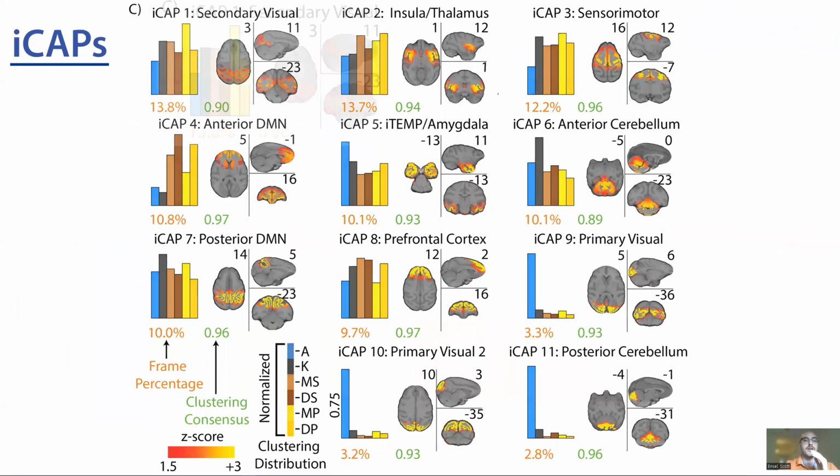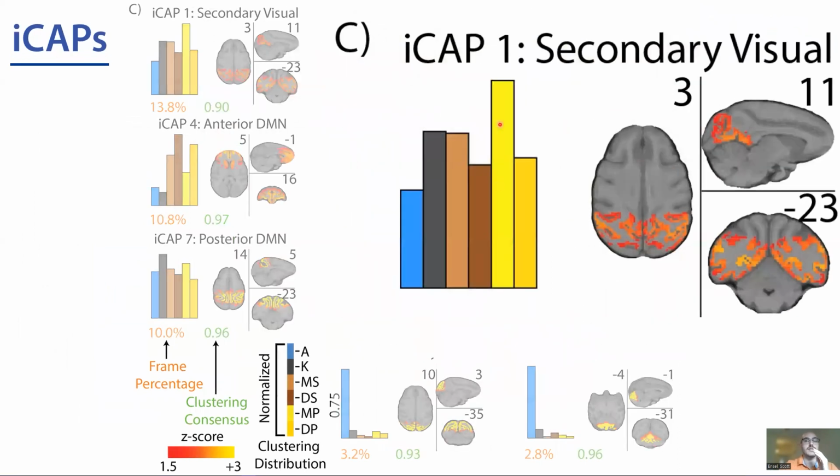And so I'm going to go through and explain what this looks like. So in the top here, we have the secondary visual ICAP. In this bar graph here, it's a normalized distribution of how much each condition is contributing to the creation of this ICAP. And then here's the actual spatial ICAP that we have here.